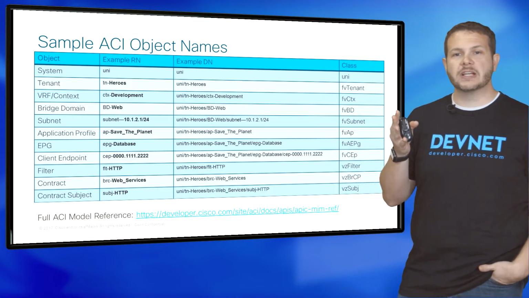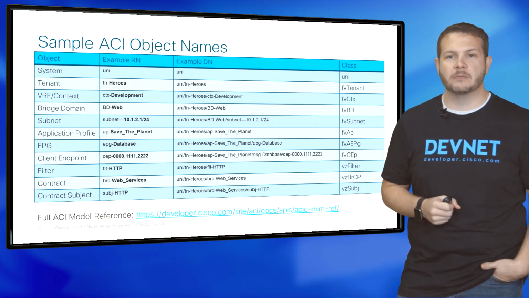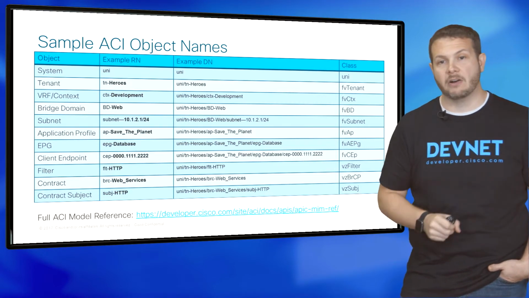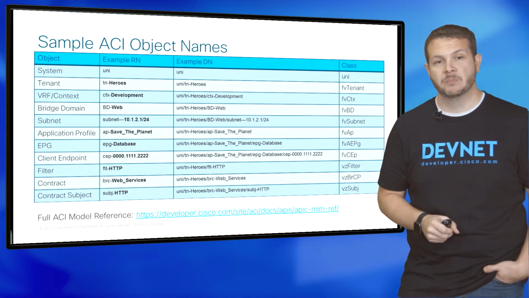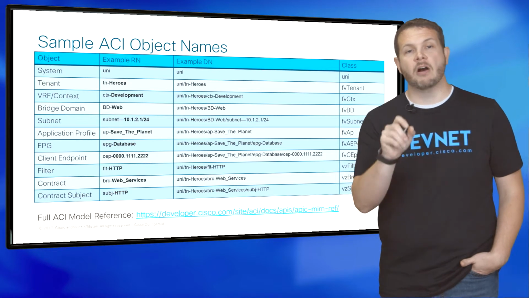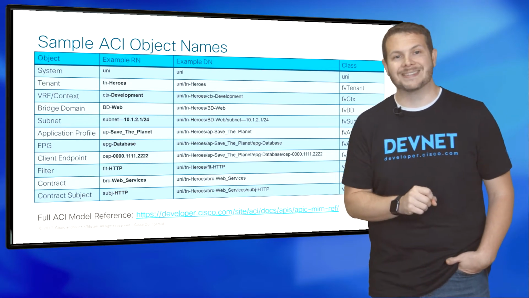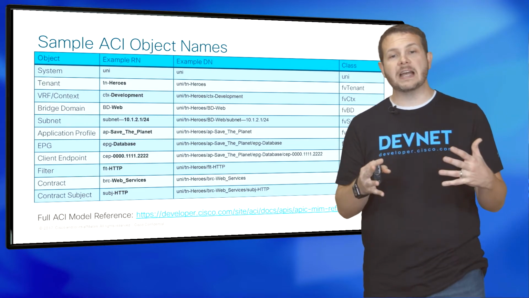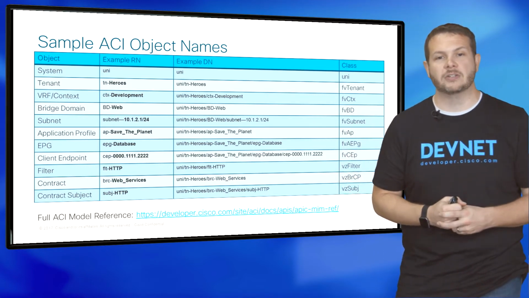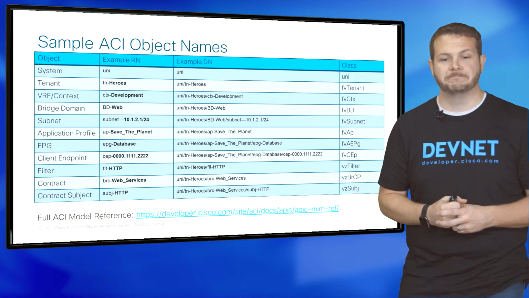This table also shows the classes that each of these objects are a member of. And these class names are useful when we start to construct the API calls and we want to make class queries. Now, this is a small cheat sheet of all of the different objects and names and RN formats and DN formats inside of ACI. For the full ACI model reference, be sure to look up on DevNet, where you can find all of the latest information around ACI programmability.